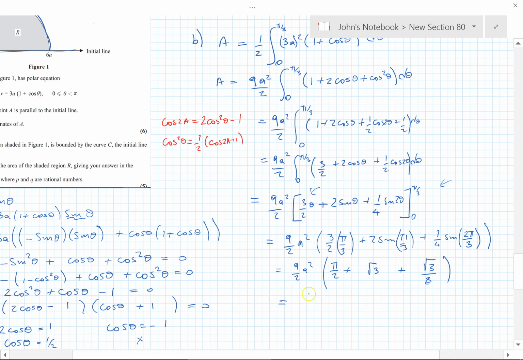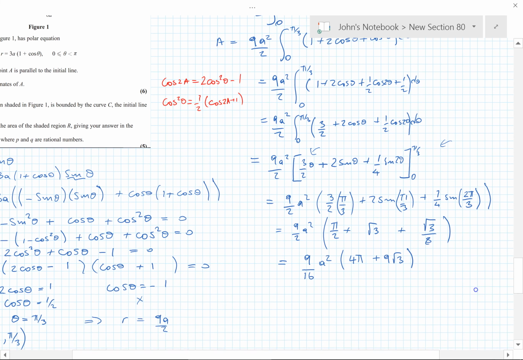So let's put over common denominator. If I put all over 8, that will then, when it comes outside the bracket, there will be 16a squared. And we're going to have, in order to put that over 8 there, that will be 4 pi. And here we'll have 8 the square root of 3 plus another square root of 3, so that's 9 the square root of 3. And that's our answer.